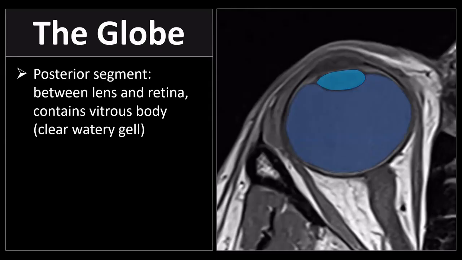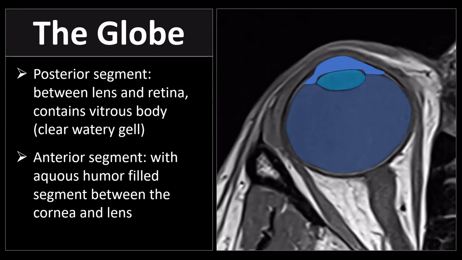Located posteriorly of the lens, between the lens and the retina, we find the posterior segment of the eyeball, which contains the vitreous body, and the vitreous body is composed of a clear watery gel. Then anteriorly of the eye lens, between the cornea and the eye lens, we find the anterior segment of the eyeball, which is filled with watery fluid. So not gel-like fluid like in the vitreous body, but watery fluid.